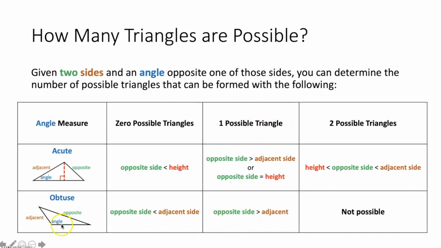And this right here makes sense because if you have an obtuse angle, it's going to be the biggest angle in your triangle, meaning the side opposite has to be the biggest side in your triangle. So if it's not, that's when 0 possible triangles can be formed. If it is, then one possible triangle can be formed.